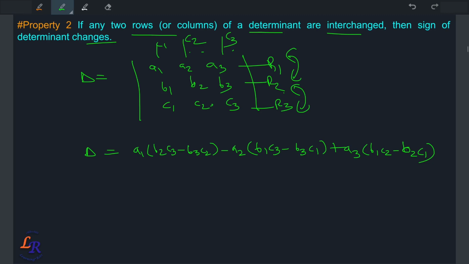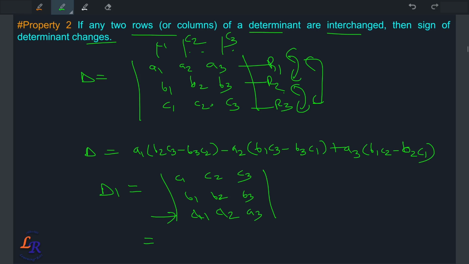Now let's interchange any two rows or any two columns. For example, let's interchange the first with the third one. So what will be the matrix? Let's say it becomes delta 1. R3 is interchanged with R1, so it becomes C1 C2 C3, here it remains B1 B2 B3, and this becomes A1 A2 A3. Now let's expand it. As we saw in our previous lecture, whether you expand with respect to any row or any column, the value does not change. So let's see what we get.